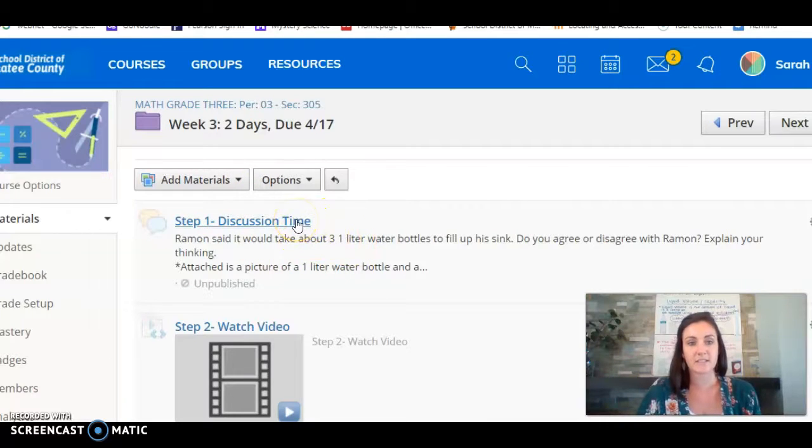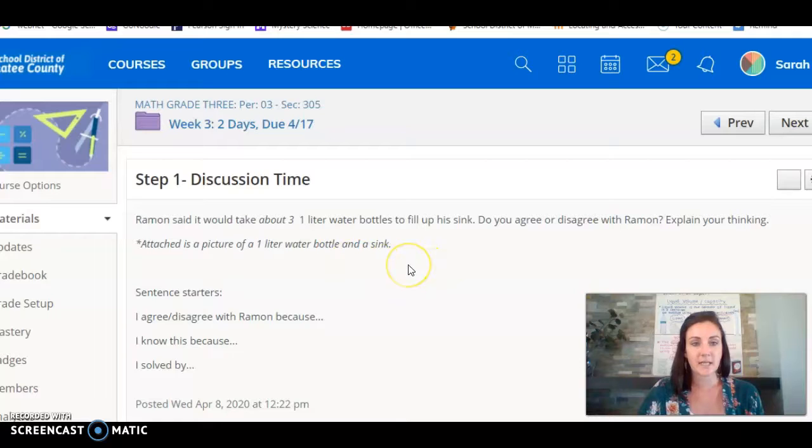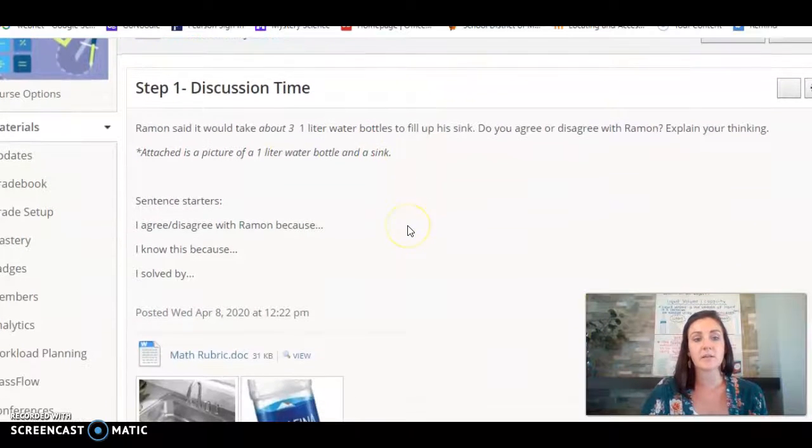Our first one is your discussion time. So your discussion question says, Raymond said it would take about 3 1-liter water bottles to fill up his sink. Do you agree or disagree with Raymond? Explain your thinking. So then I have attached a picture of a 1-liter water bottle and a sink.